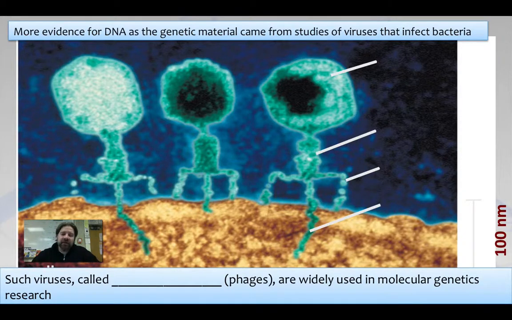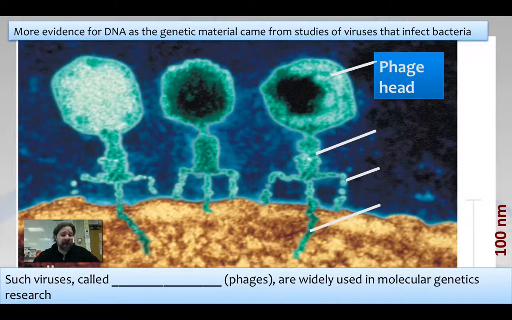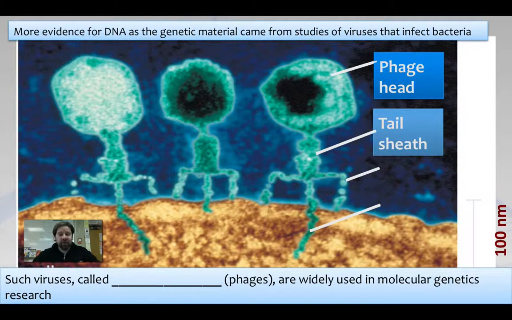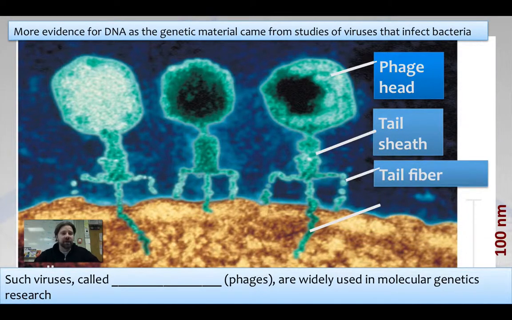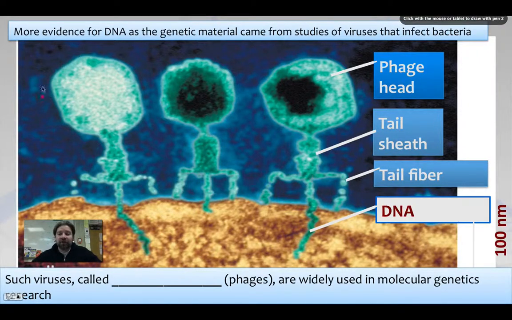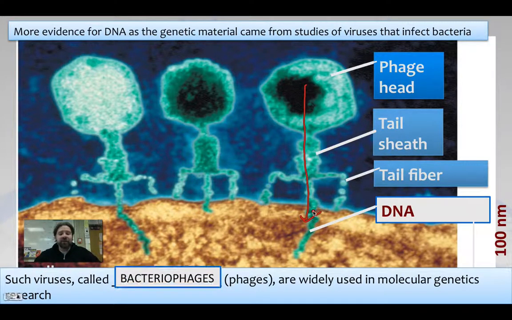So let's go ahead and add some parts to these viruses that we see infecting a cell. First, we have what's called a phage head. This particular type of virus is called a bacteriophage, or just phage for short. We have a tail sheath, which kind of covers up the internal machinery of the virus. We have tail fibers, which are kind of like the landing platforms onto the surface of a cell. And then we have DNA that gets injected from the phage head down the core of the center and into its host cell. Those viruses are called bacteriophages, which we use often in molecular genetics research.